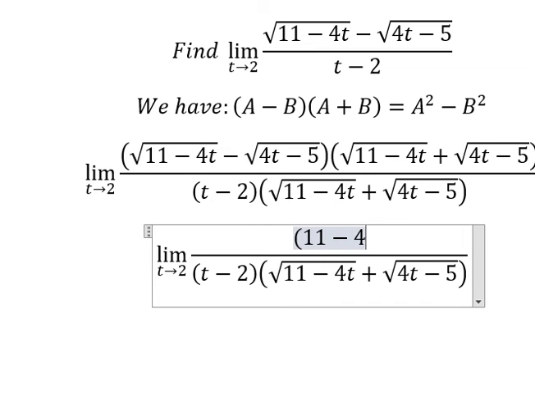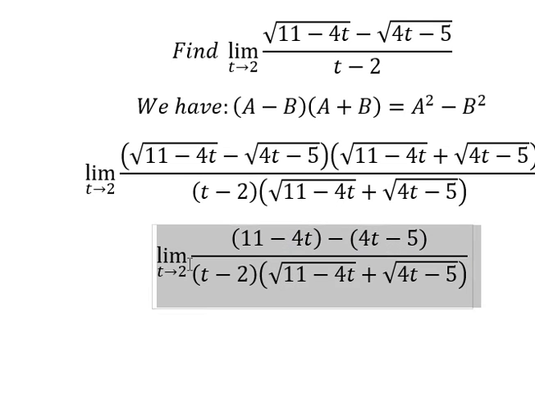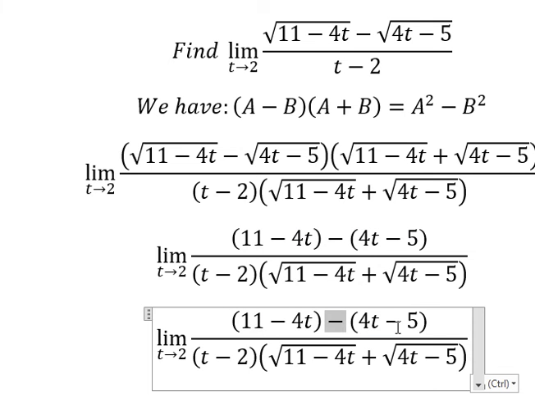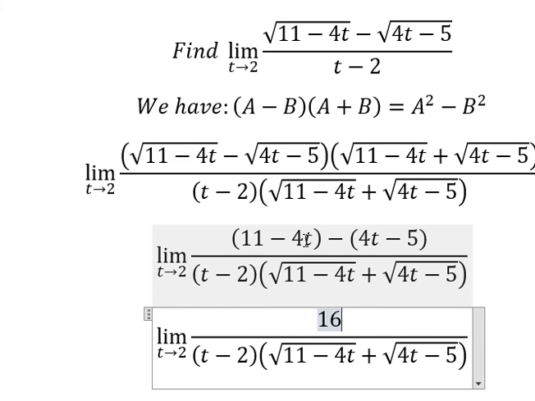11 minus 40 minus negative number 5. So 11 minus negative number 5. Negative with negative, we have positive. So we have 11 plus 5, we have 16. Negative 40, we have negative 80.